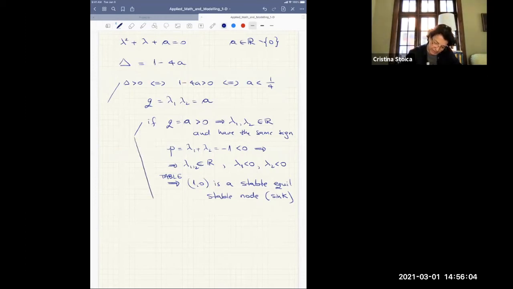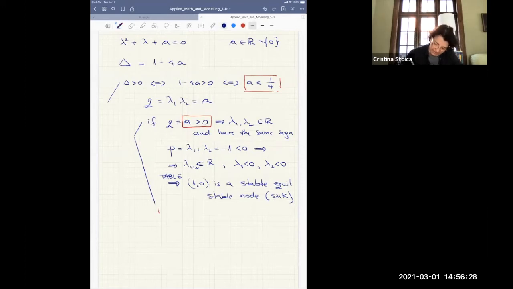So this is to be recorded. We are in the case when A is less than 1/4, but is positive. At the end, we'll have to make a table with our results.